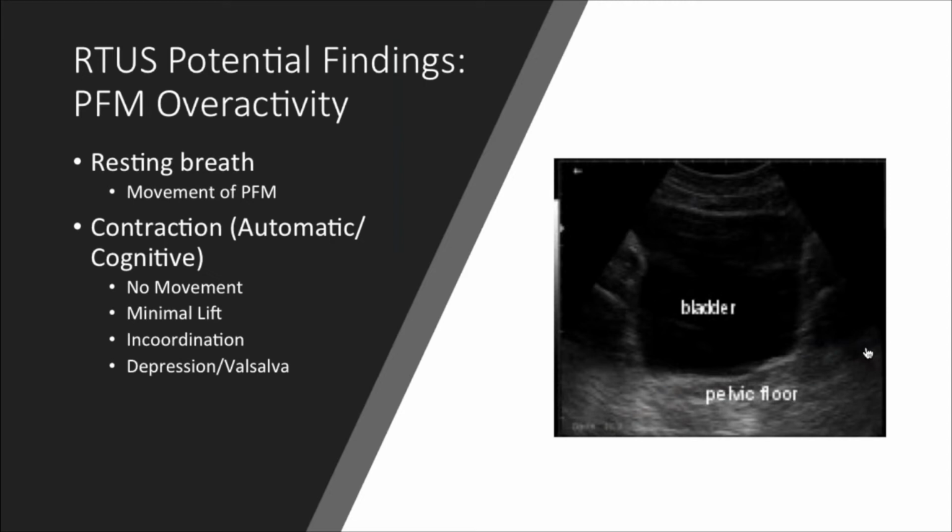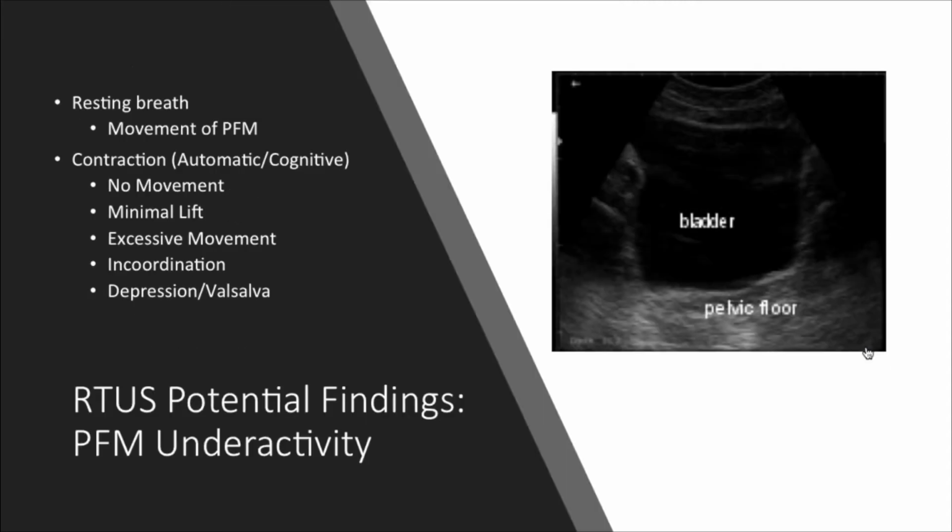So what does this all mean now that we understand a little bit more about overactivity and that we're not just focusing on a contraction? What does this mean in the context of an ultrasound examination and treatment for those of us in pelvic floor rehabilitation? As Megan mentioned, potential findings for overactivity, if we just look at resting breath, ideally we're looking for movement of the pelvic floor, but we may not find it. And with a contraction, we may not find movement at all.